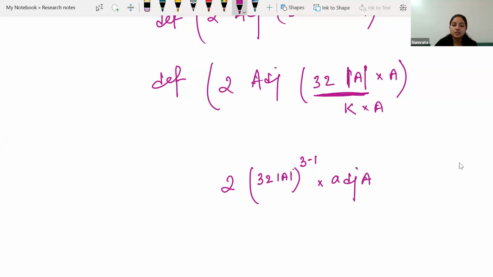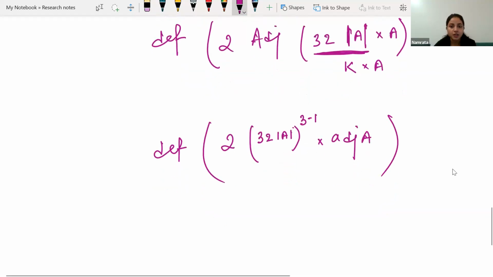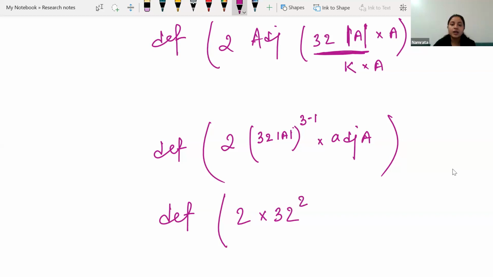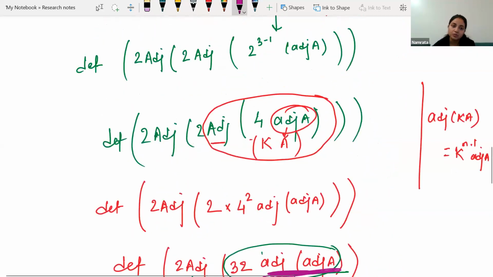Outside this, 2 was still there, this determinant we are still copy pasting in each and every step. So what we are having over here is determinant of 2. Yes, you said it correctly, we will be having 32 to the power 2 over here, and this determinant of A will also be squared over here. And now this adjoint A formula we will be applying from the properties only.